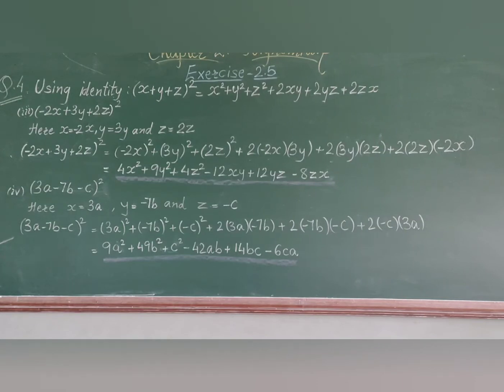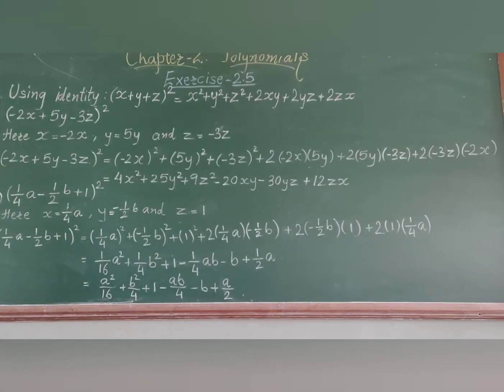Now we will get the sign of minus because we will multiply one negative with one positive. So 2 into minus c, that is minus 2c into 3a, that is 2 3s are 6, so we will get 6ac. So our expansion is 9a square plus 49b square plus c square minus 42ab plus 14bc minus 6ca.